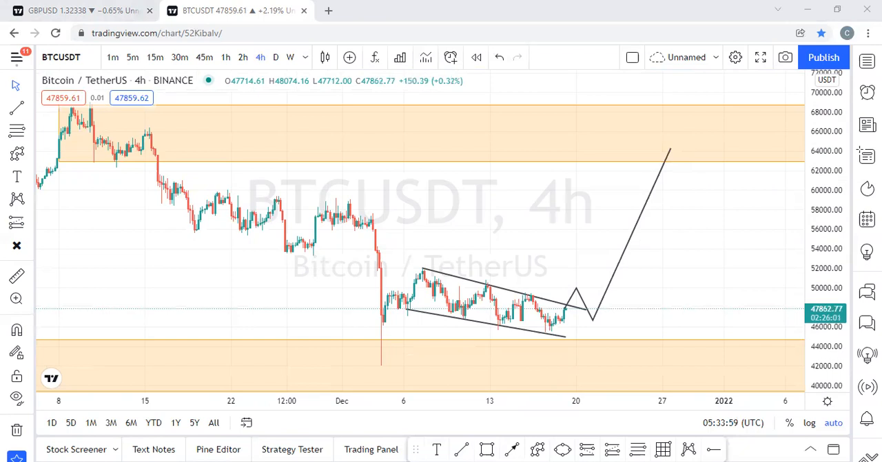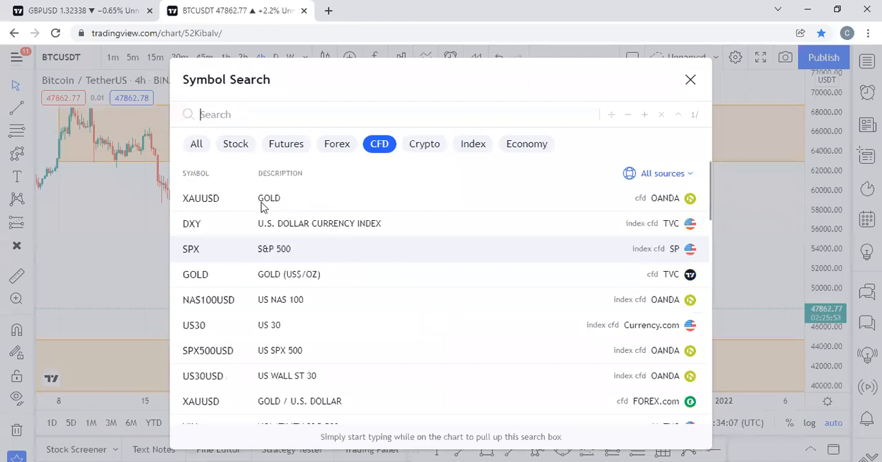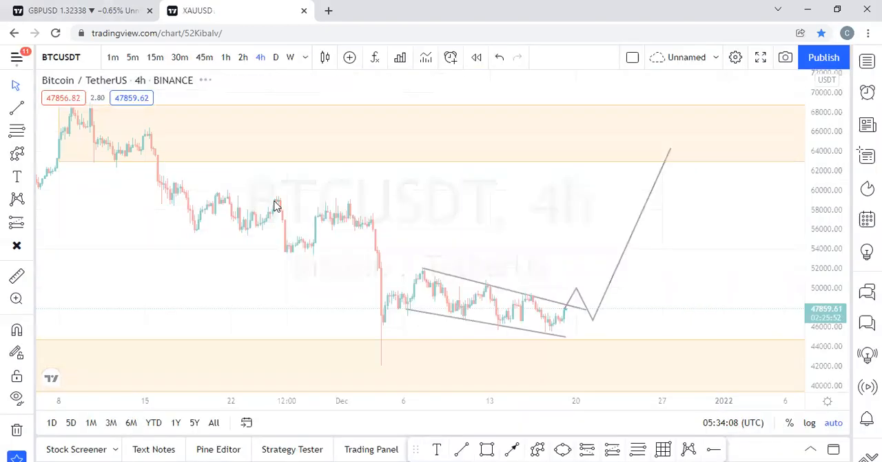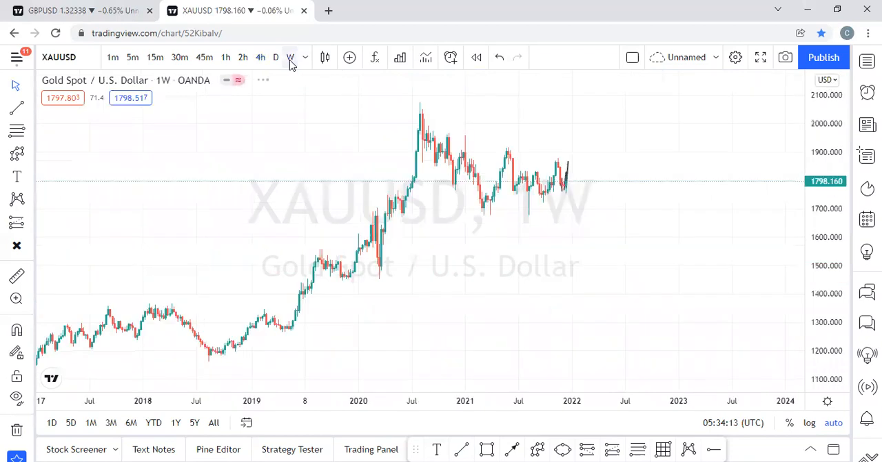Let us look at one last thing and then we call it a day. Let's look at gold, XAUUSD. First things first, you go to the bigger time frame, right? Let us remove all this. This is the weekly time frame.